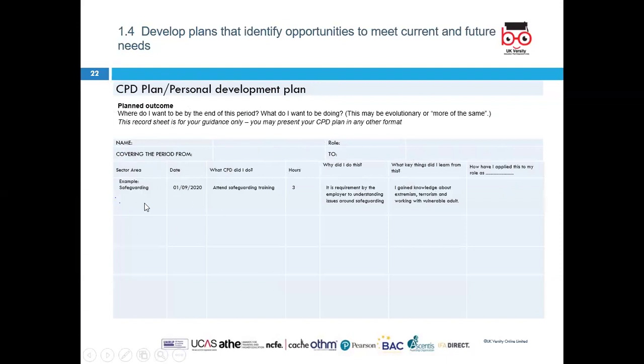So there are different skills, for instance, safeguarding. You give a date and what CPD you can do for it, and how many hours you dedicate for that. And also your role. What is your role in it? What is the requirement of the employer to understand your issues around safeguarding? What key things did you learn from this? This is a very good chart if you follow it.